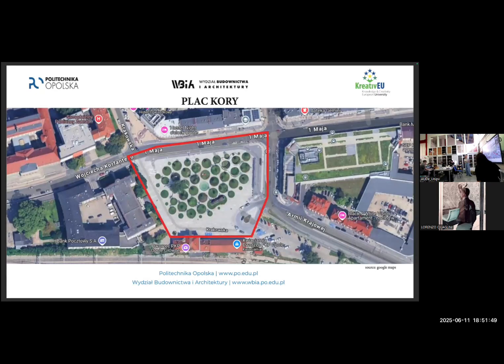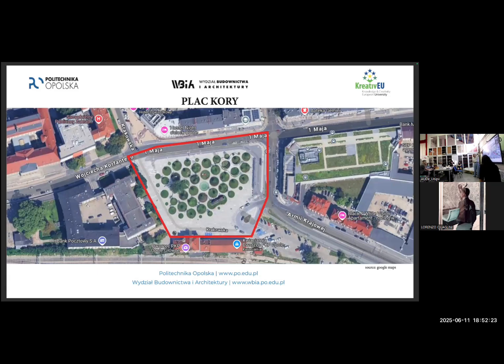Okay, and we are moving to the last one. This is the square in front of the train station in Opole. This is the building of the train station. This is the main post office. This is some hospital. This is a bus stop, but a really big one at the moment. Some hotels, and via this road you can go to the main market square. So it's really an important, busy place.